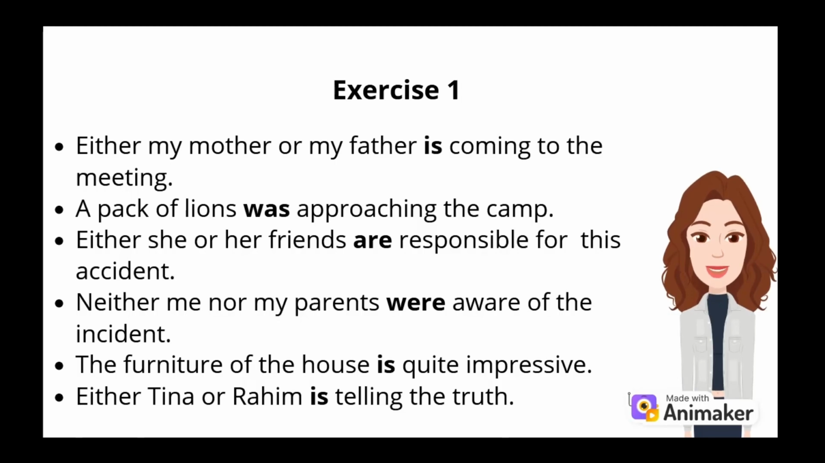The answer to question number 3 is "are," because here the noun which is closest to the verb is plural, as it's "friends." So the verb here will also be plural. So the answer is "are." The answer to question number 4 is "were," because here the noun closest to the verb is plural, so the verb will also be plural.